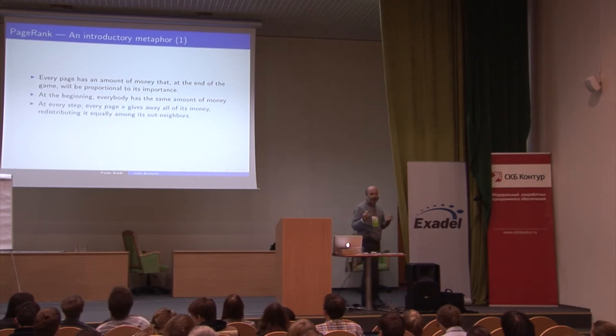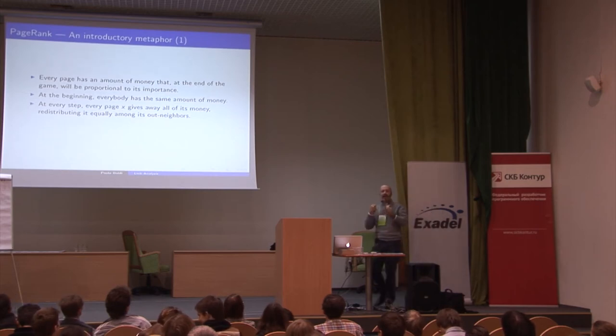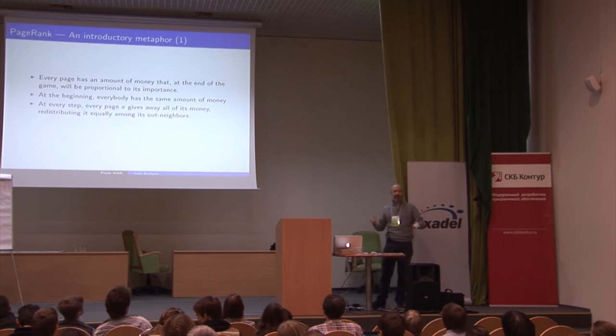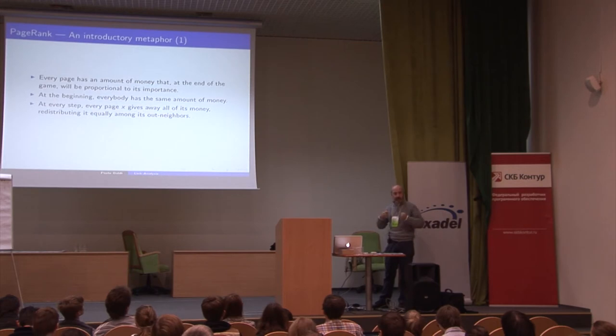At every step, you give all the money you have to all your links. So if you link to three pages, you take your money and you give one third to every page. It's like saying, if I have 1 million of importance, I will give away all my importance to the pages I link to. And if I link to k pages, I will give 1/k of my money to each page I link to. Notice that I give away all my money, but I also receive money from the pages that link to me, right?